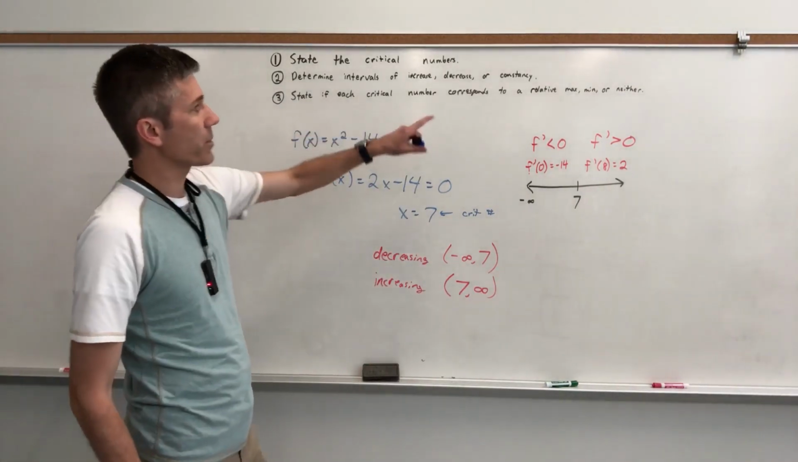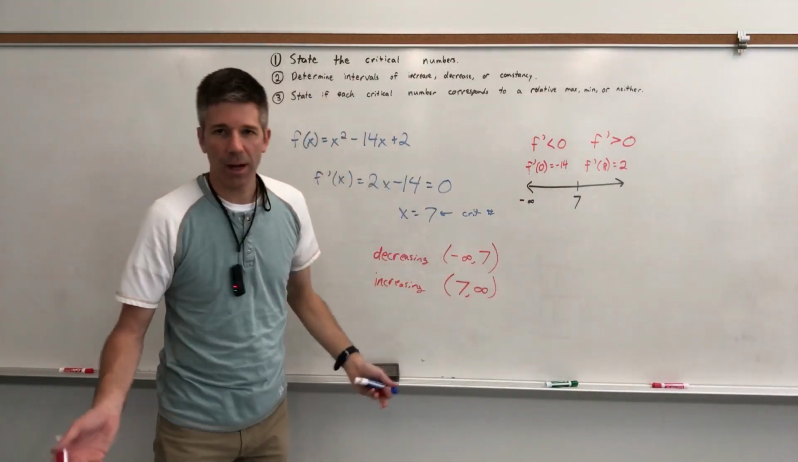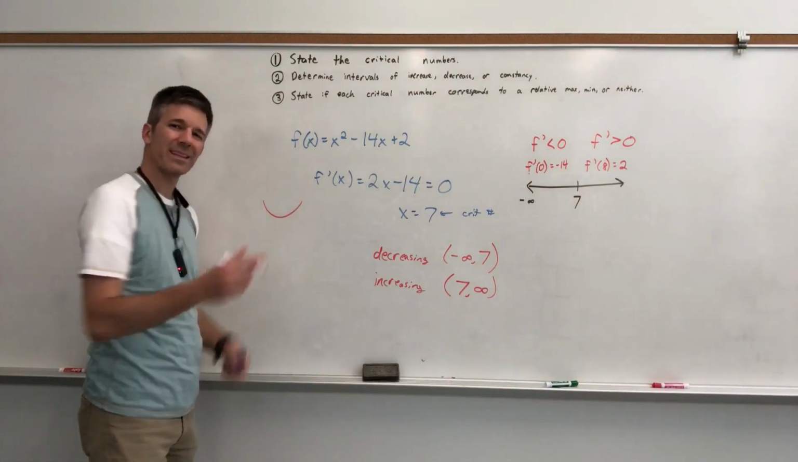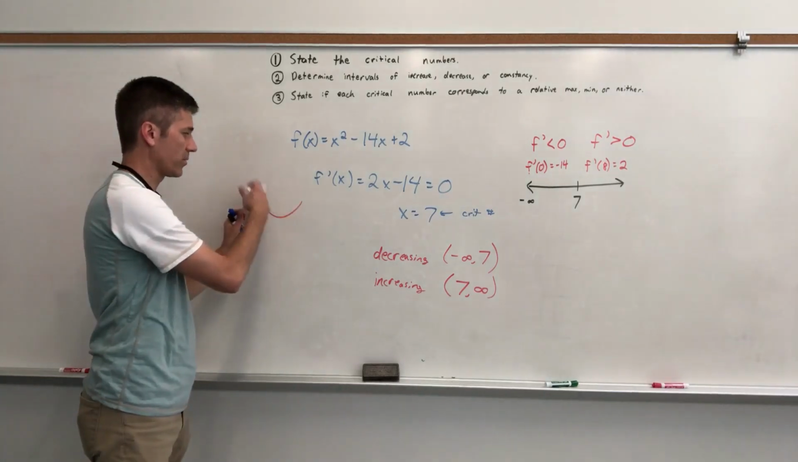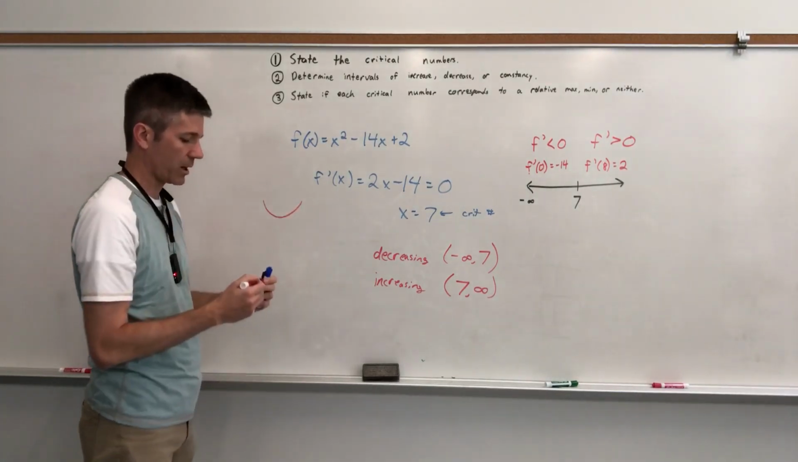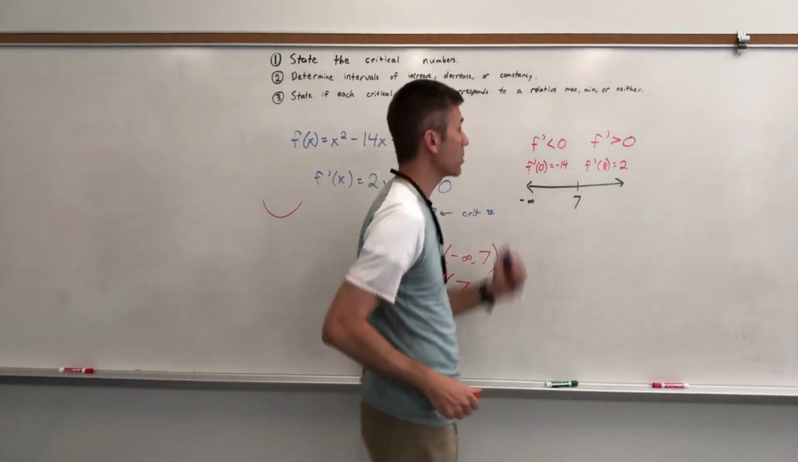State if each critical number corresponds to a relative maximum, minimum, or neither. Well, you know what this parabola looks like. You know it does this. So that must be a minimum. But let's articulate this knowing more than just a little bit of algebra skills, okay? Other than the fact that we know what this thing looks like, let's walk over here and use some logic, okay? Walking slowly.